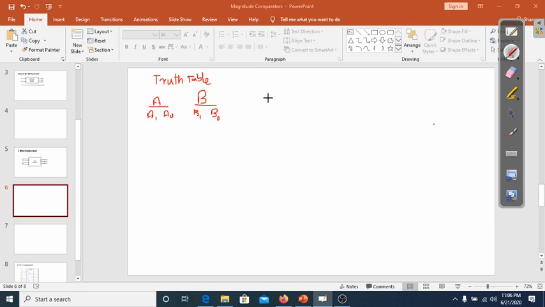So again we have three possibilities. A could be greater than B, A could be equal to B, A could be less than B. So we have a combination 0 0 0. Here we have 4 bits, so there will be 2 raised to power 4, 16 combinations.